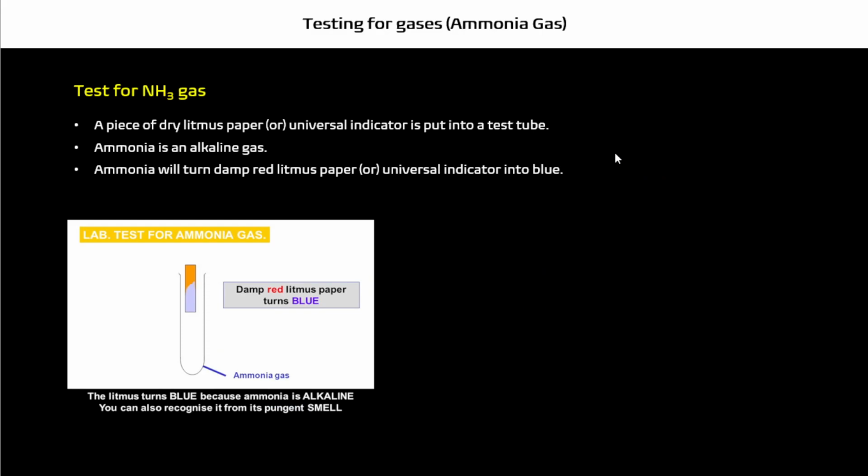Now the test for ammonia gas, similar to chlorine gas, you're going to put a piece of litmus paper or universal indicator into a test tube, and ammonia will turn this damp litmus paper. Okay, as usual, I keep mentioning damp is your keyword, you must definitely include it. Ammonia will turn the damp red litmus paper blue because ammonia is an alkaline gas.